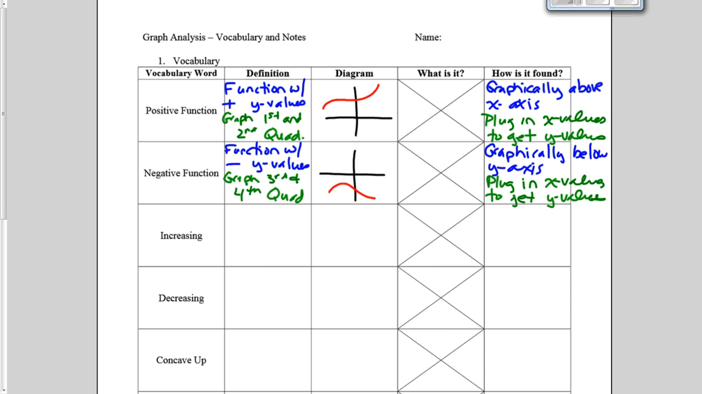Increasing, so technically how we think about it is as x gets bigger, so does y. If we were to sketch a graph of an increasing function, it's just something that's going up all the time. But let's put this in terms of calculus. In terms of calculus, the slope of the tangent line is positive.